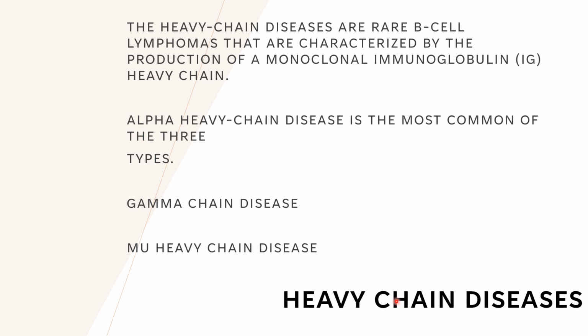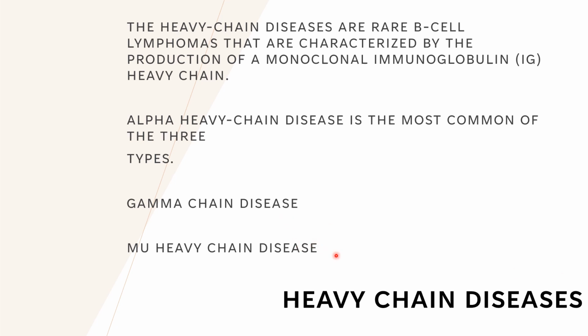Other examples of diseases are your heavy chain diseases. So these are rare B-cell lymphomas that are characterized by overproduction of monoclonal immunoglobulin heavy chain. Among the heavy chain diseases, alpha heavy chain disease is the most common of the three types. Gamma heavy chain disease is a rare disorder and is associated among patients with autoimmune disease like rheumatoid arthritis. And the mu heavy chain disease is also a rare disorder and is associated with patients with lymphoid malignancy, and it resembles CLL in terms of morphology.